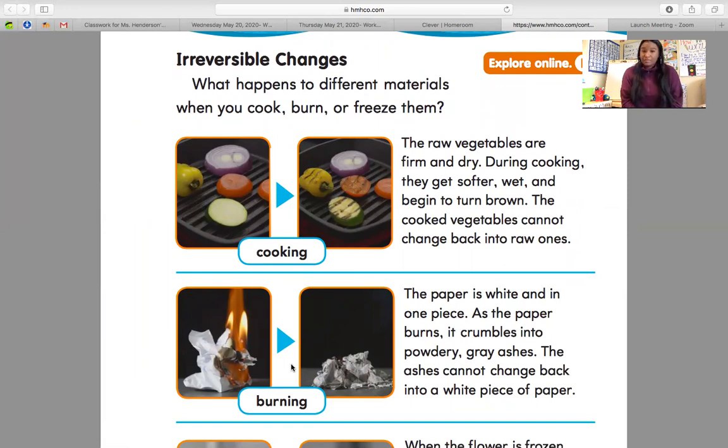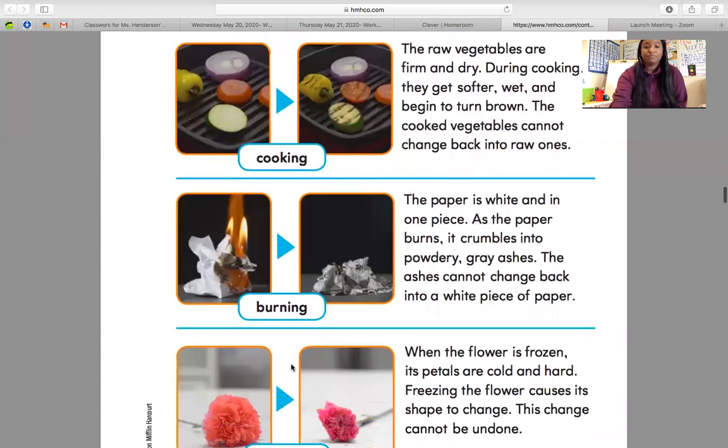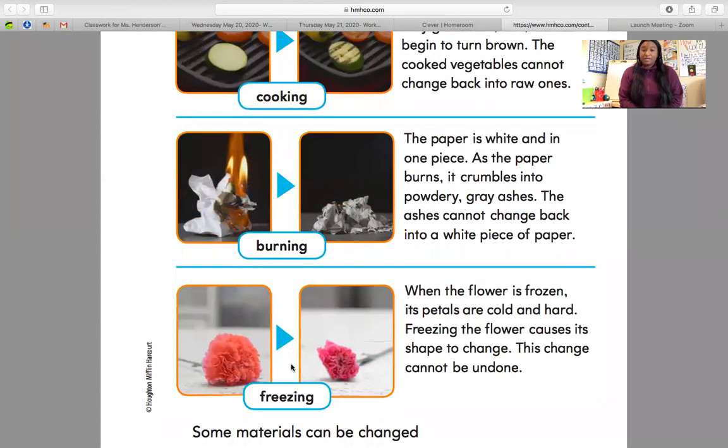So cooking. The raw vegetables are firm and dry. During cooking, they get softer, wet, and begin to turn brown. The cooked vegetables cannot change back into raw ones. Burning. The paper is white in one piece. As the paper burns, it crumbles into powdery gray ashes. The ashes cannot change back into a white piece of paper.